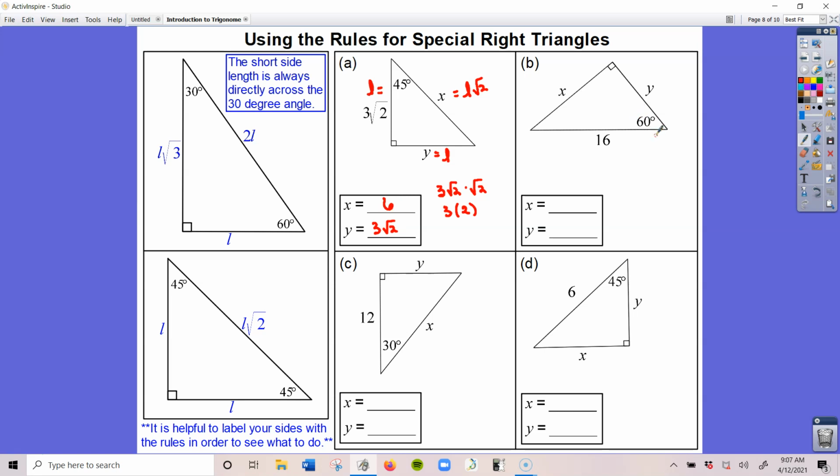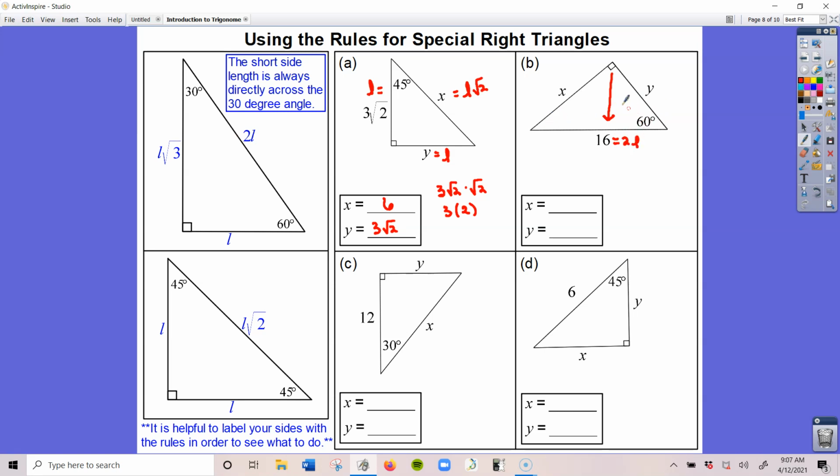Let's try that with this one here. Now this one is a 30, 60, 90 triangle. And as you can see, this here, the 16, is across from my 90 degrees. So this 16 is the hypotenuse, which is equal, oops, sorry, I was looking at the wrong triangle, which is equal to 2L.